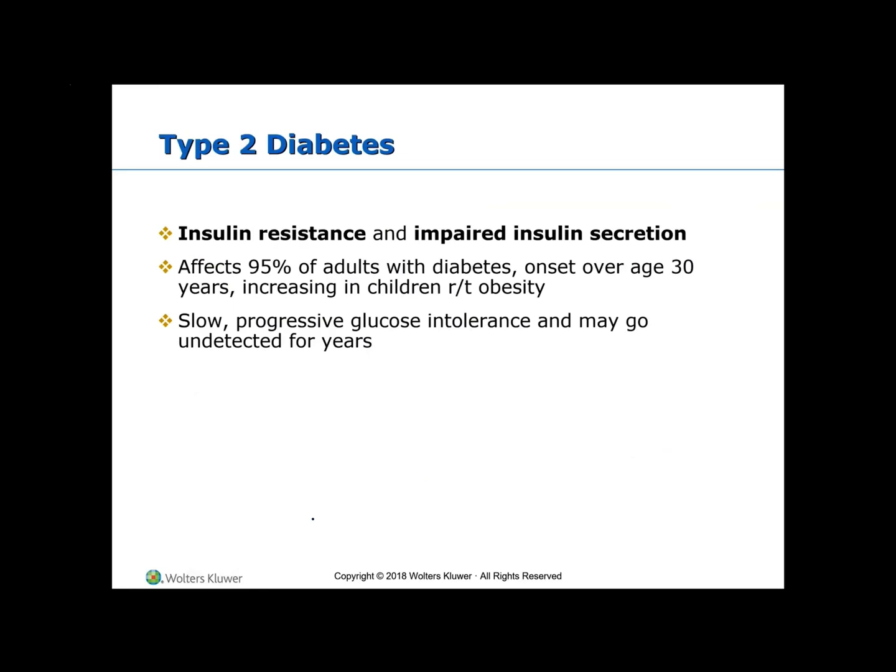Type 2 diabetes is going to be your insulin resistance. This is going to be impaired insulin secretion. It affects 95% of adults with diabetes, with onset over the age of 30 years, increasing in children related to obesity. And it's slow, progressive glucose intolerance. It may go undetected for years. So basically the insulin is still being produced, your body is just not utilizing it properly.